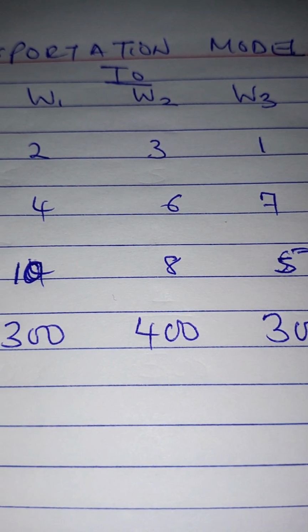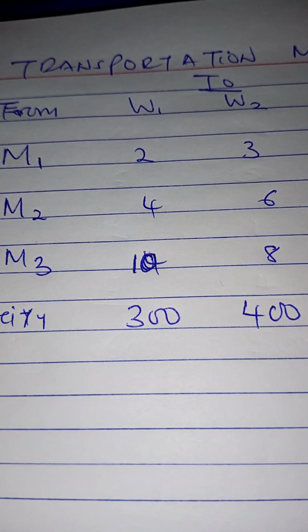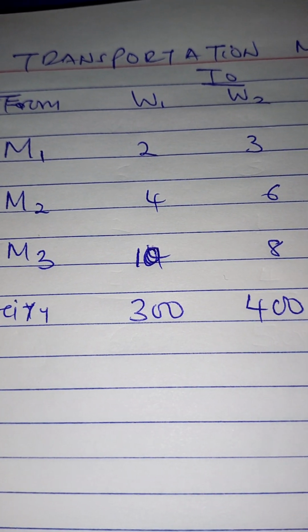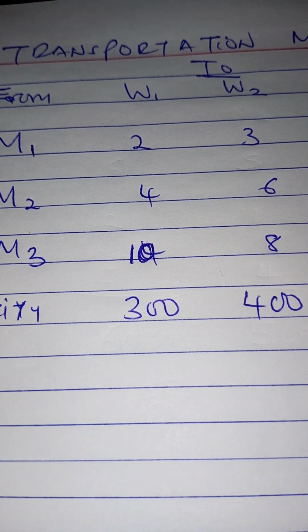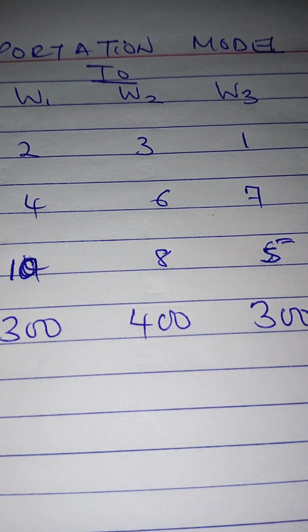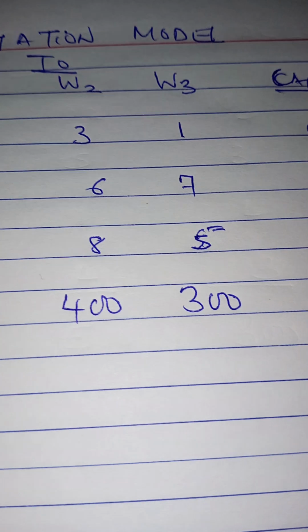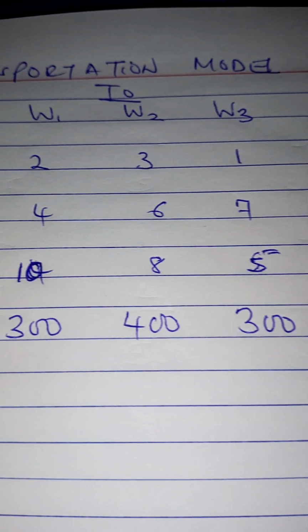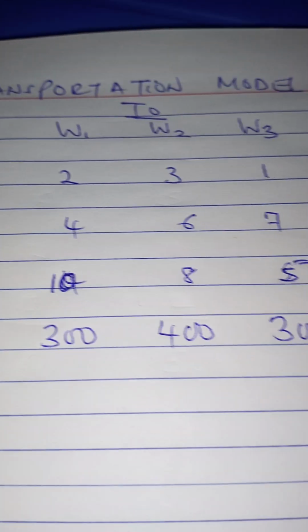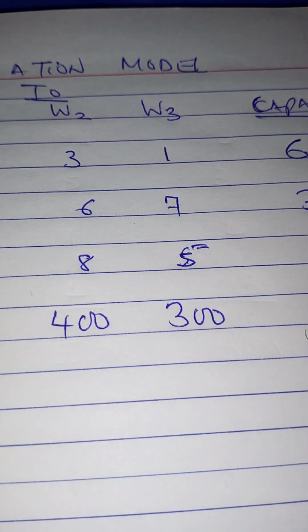The requirement for the question is to assign the transportation quantities from M1, M2, M3 to the warehouses W1, W2, W3 at the lowest cost of transportation, and that is the transportation minimization model.